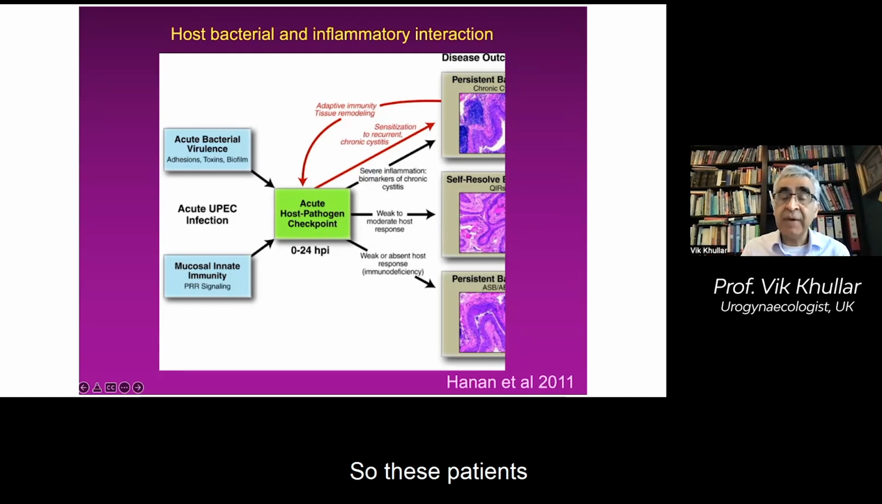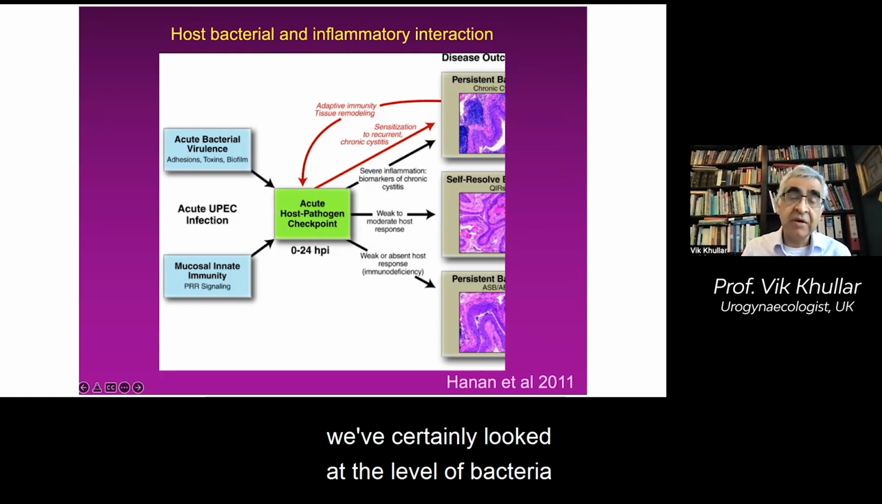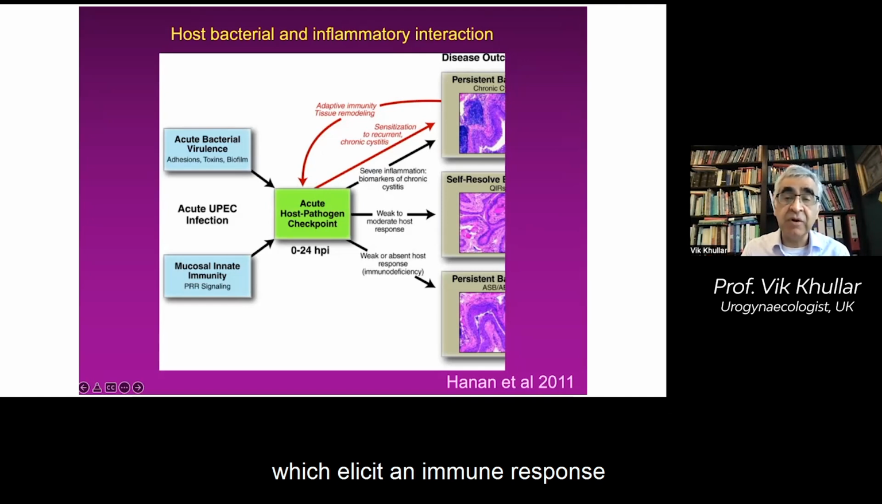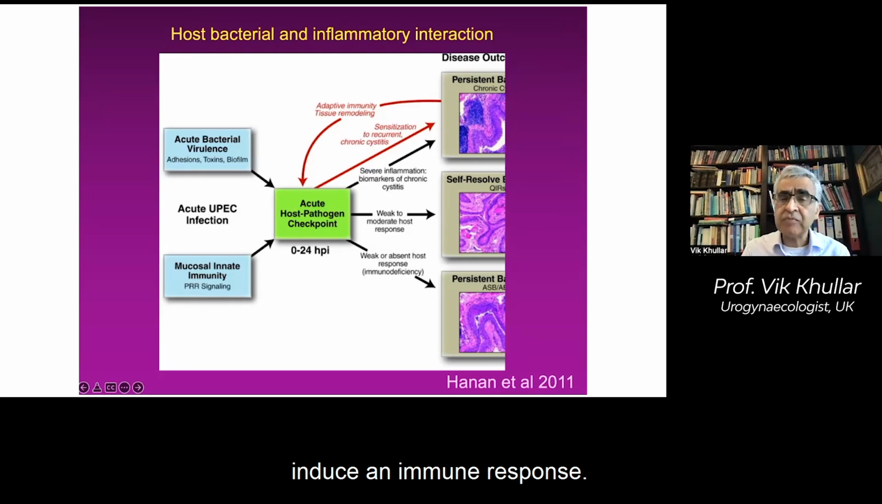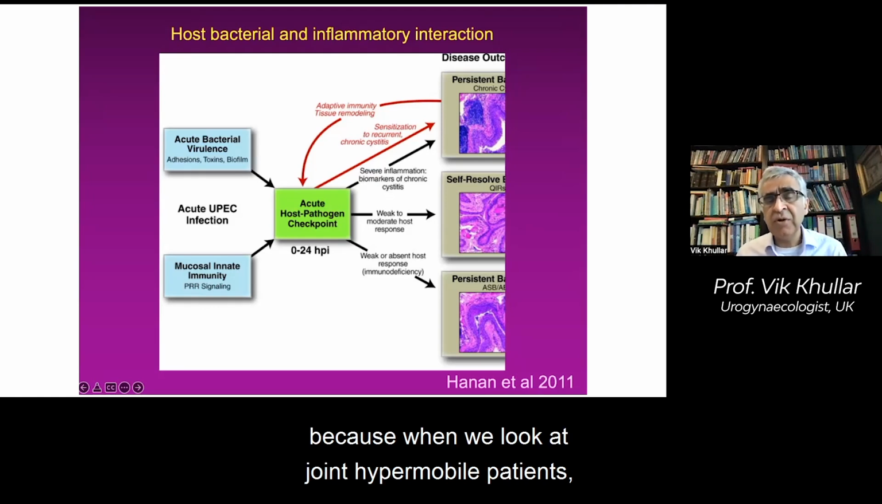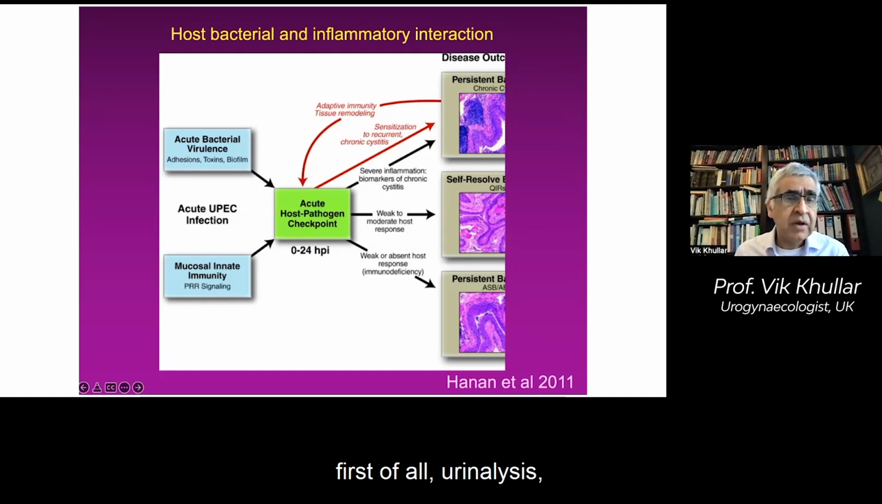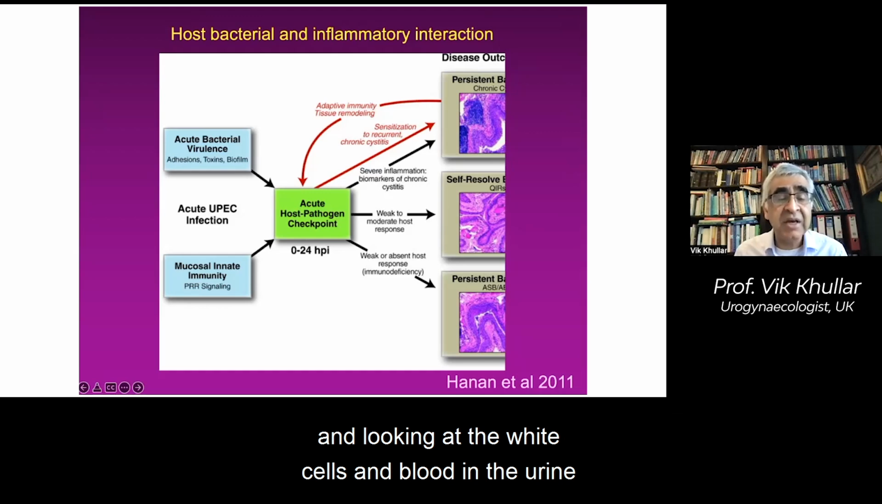And what's important about this is that they do not need high levels of bacteria. These patients, we've certainly looked at the level of bacteria which elicit an immune response, and they need a much lower level, between 10 to 100 times lower levels of bacteria induce an immune response. And this is important because when we look at joint hypermobile patients, first of all, urinalysis. So that's testing the urine and looking at the white cells and blood in the urine.